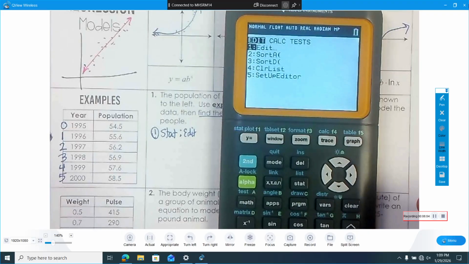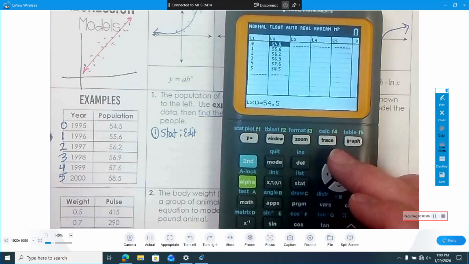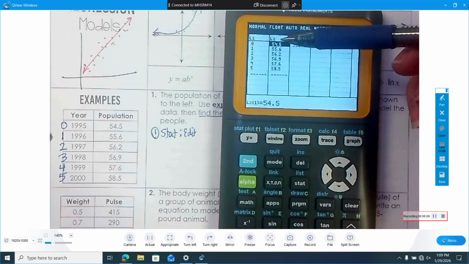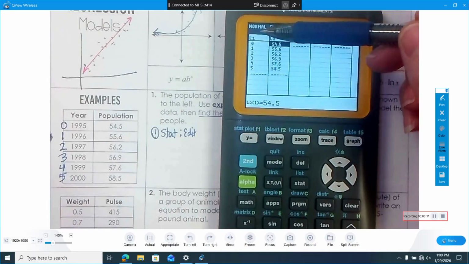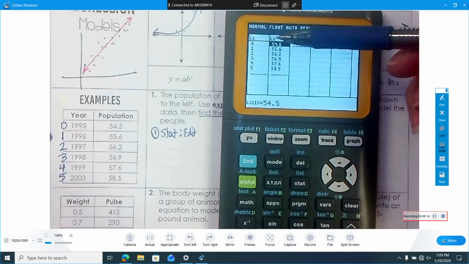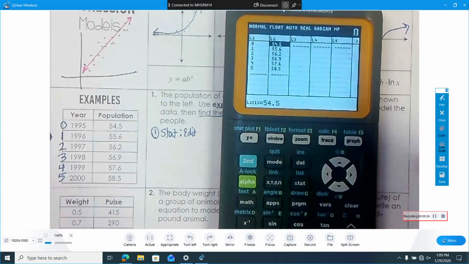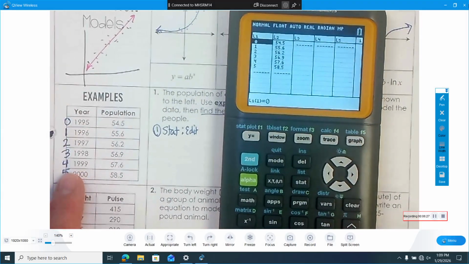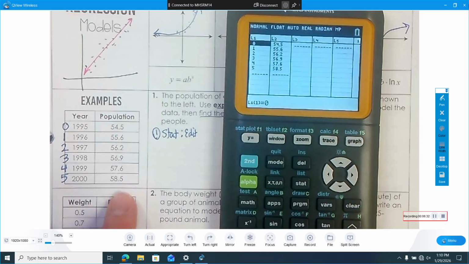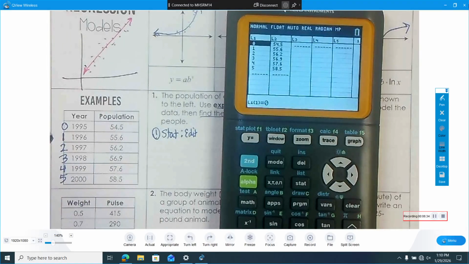So choose number 1. And you get your 2 lists. Do you see at the top list 1 and list 2? Do they say L1 and L2? Let me know if they don't. Stat and then number 1. All right, so you're going to enter in your data. You're going to enter in 0, 1, 2, 3, 4, 5 in list 1, and you're going to enter the populations in list 2. You need to tell me now if your calculator does not say list 1 and list 2.